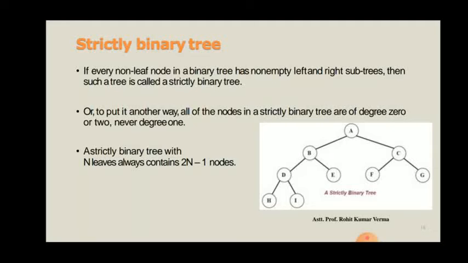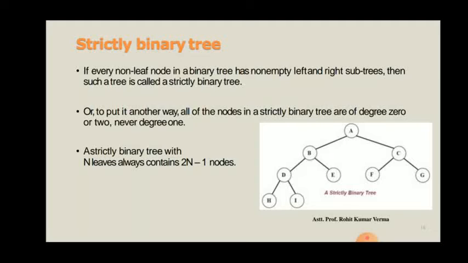So dear students, in case of strict binary tree, what happens? All the nodes are of degree 0 or degree 2, and the degree cannot be 1. In this image you can see that for node D we have two children, H and I. The degree of D is 2, and for node H there is no child, so the degree is 0. Similarly, for node B the degree is 2, and for node E the degree is 0.